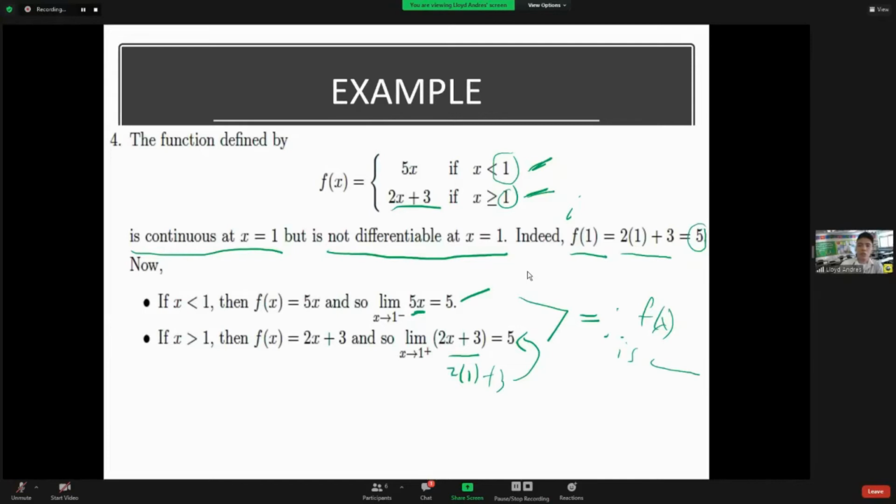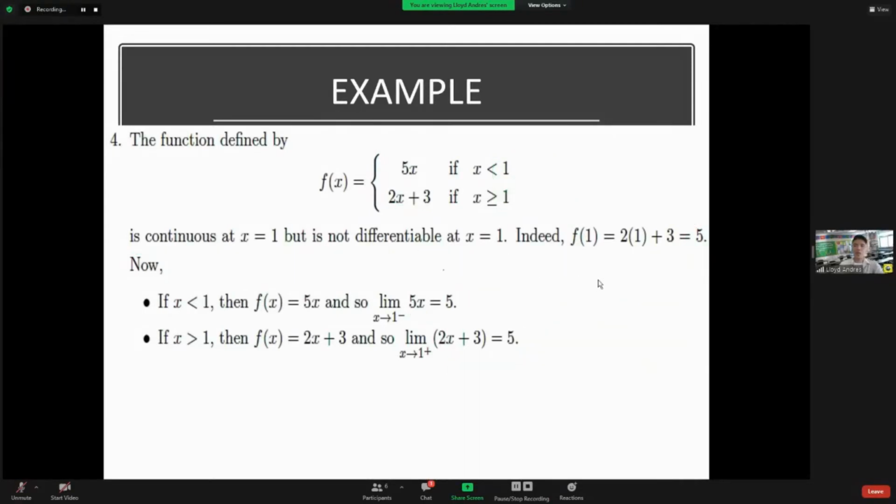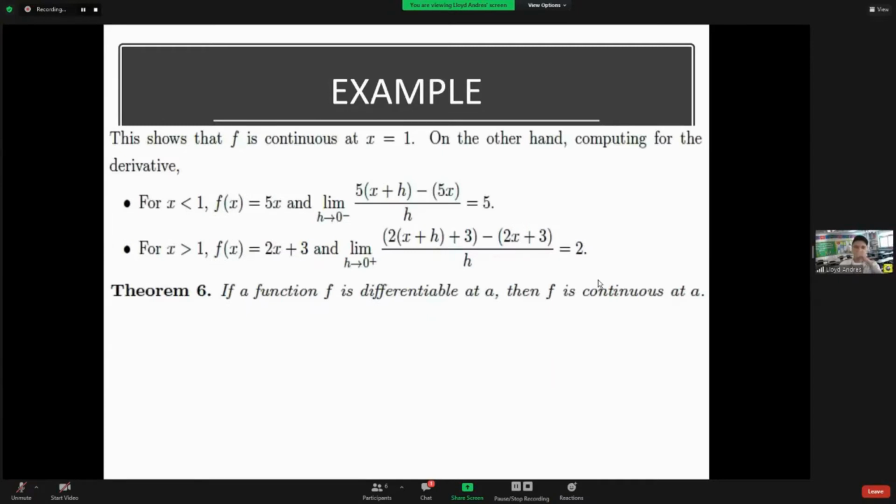What about its differentiability? Let's check its differentiability. To determine its differentiability, we need to solve its derivative. Since it is a piecewise function, we again solve the limit as h approaches 0 from the left and from the right.